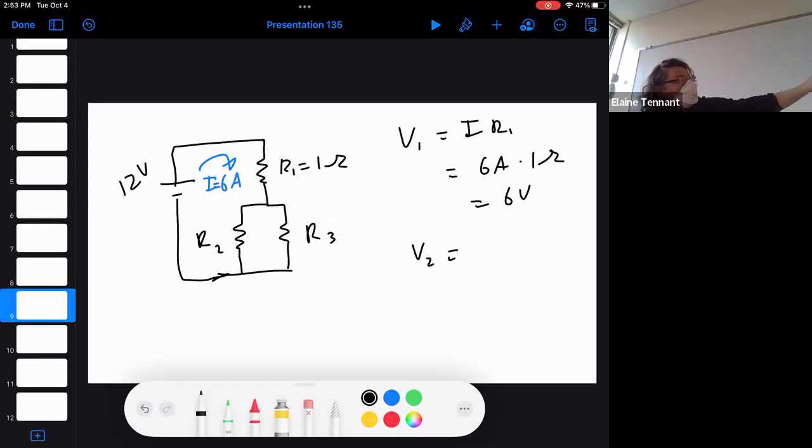amps. R1 is 1 ohm. I'm not going to tell you what R2 and R3 are quite yet. And the battery voltage is 12 volts. And so if the battery voltage is 12 volts and the voltage across R1 is 6 volts, what's the voltage across R2?